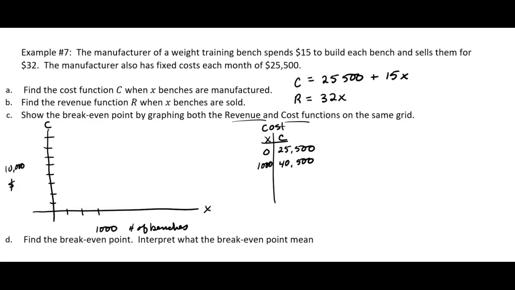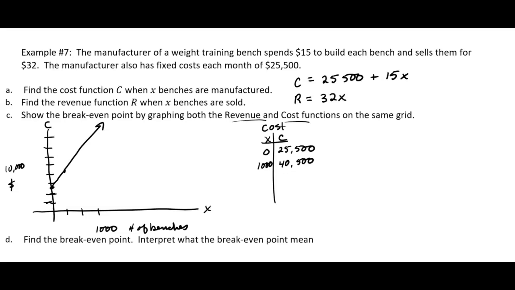I can graph those. Now remember, I'm counting by 10,000s. So this is 10,000 here, then 20,000 here. So 25,500 is going to be right in the middle before I get 30,000, a little bit higher. So I'm going to have a point right there. And then at 1,000, I'll go to 40,000: 10, 20, 30, 40, and a little bit. And so my cost function's going something like that.